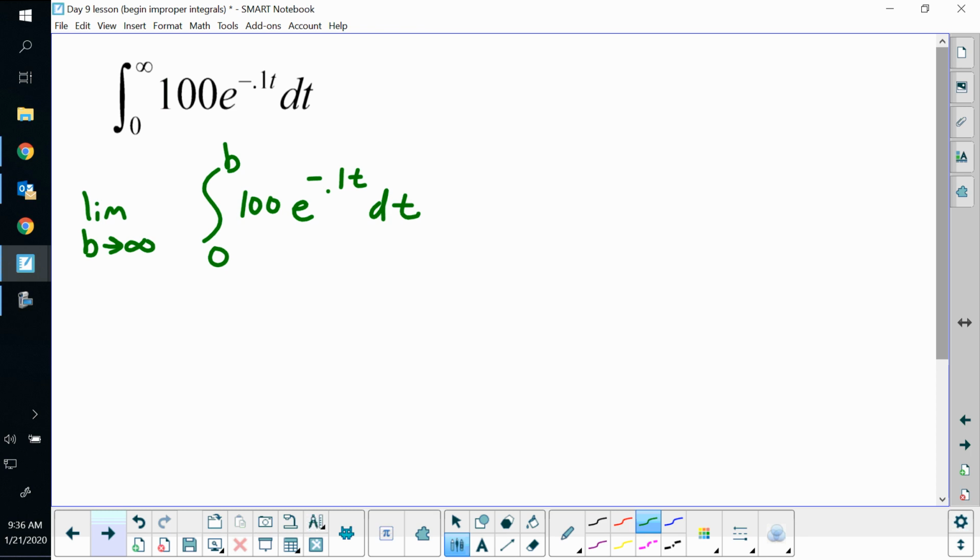So essentially, this is what this is going to do for us. It's going to find a bunch of finite areas as b gets enormous, and whatever it seems that's approaching, if it is approaching something, we'll be able to determine that.